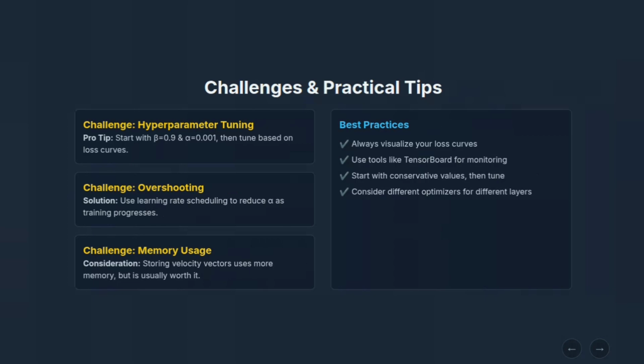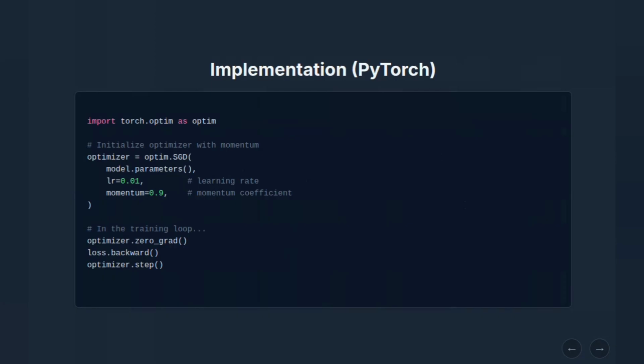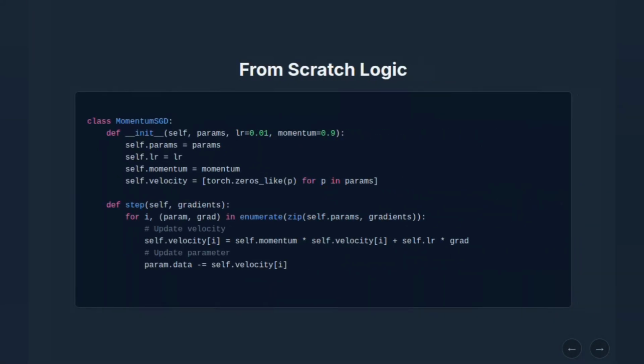Here are my top practical tips. Always visualize your loss curves. Use TensorBoard for monitoring. Start conservative, then tune aggressively. Consider different optimizers for different layers. Let's see how to implement momentum-based optimization in practice. Want to implement from scratch? Here's the core logic. Similar implementations exist in TensorFlow, JAX, and all major deep learning frameworks.